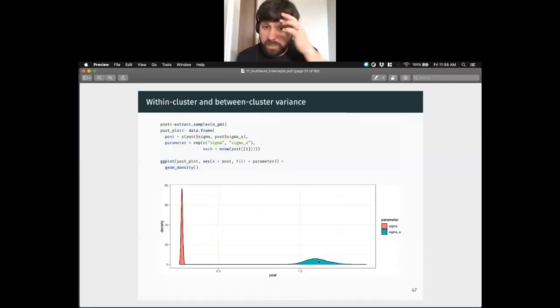And that's what this looks like, right? The blue is sigma alpha, the pink is sigma. So what this is saying is that the variance in our intercepts, the variance in our alphas, is higher than the variance in our individual observations, right? And remember that our likelihood is now accounting for those variations across clusters already and accounting for variation across time.